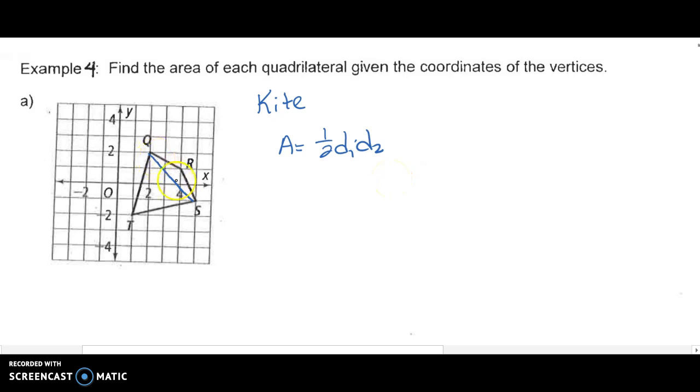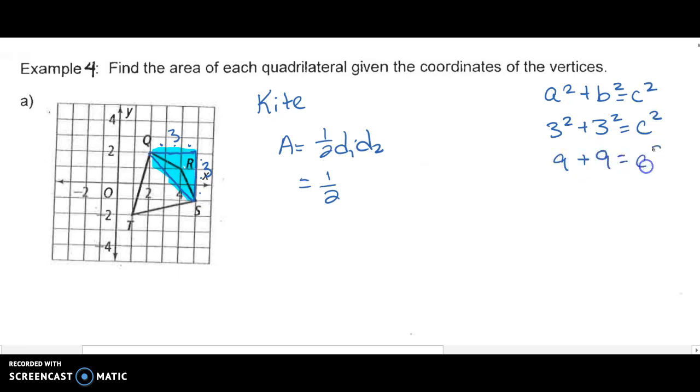To find the length of that diagonal, the fastest way is to make a triangle here and do the Pythagorean theorem. In this blue triangle, my sides are 1, 2, 3, 1, 2, 3. So for my first diagonal, if I go to my side work over here, 3 squared plus 3 squared equals c squared. That's 9 plus 9, so that's square root 18. My first diagonal is going to be square root 18.